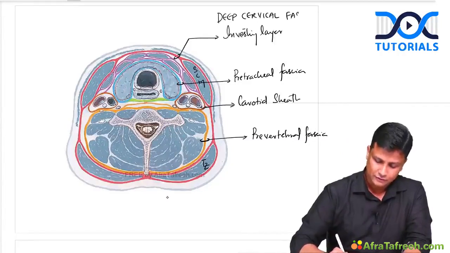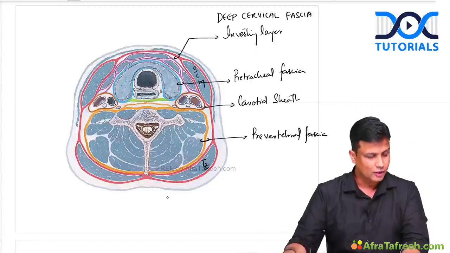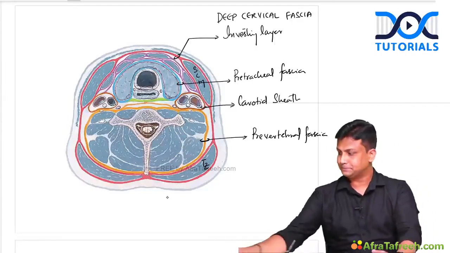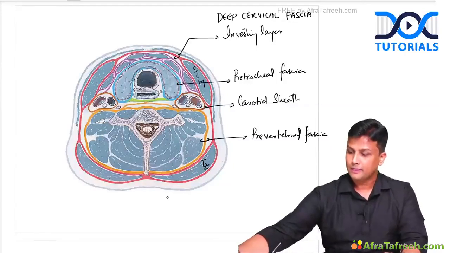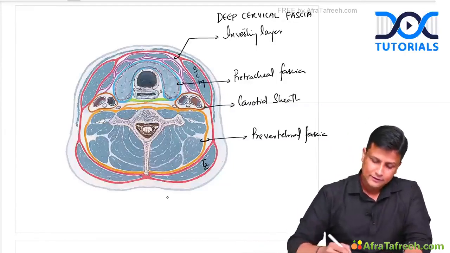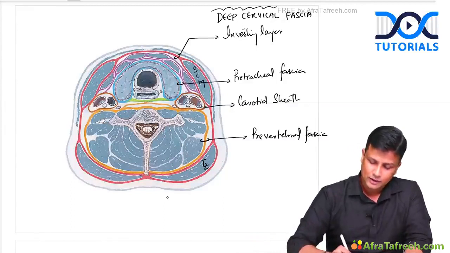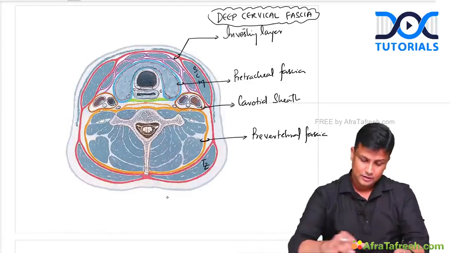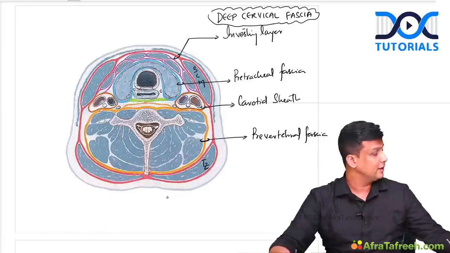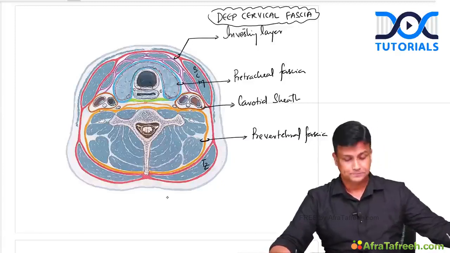The deep fascia of the neck, sir. The deep cervical fascia or the deep fascia of the neck. Fine. So deep cervical fascia has got these modifications. Number one, there will be the investing layer. Number two, you'll be having the pretracheal fascia. And number three, there will be the carotid sheath, and then you'll be having the prevertebral fascia here.